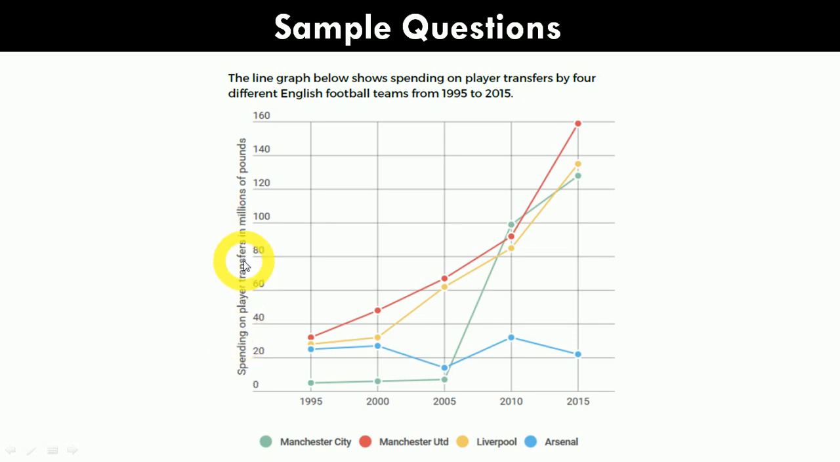That means the money spent for the exchange of different players, and the unit of measurement is millions of pounds. Now in the graph there are 4 lines, and these 4 lines represent 4 different teams: Manchester City, Manchester United, Liverpool and Arsenal. Now our job, as per writing task 1 in IELTS, is to write at least 150 words describing this graph, right? Now to answer writing task 1, there are 2 popular formats, 2 popular structures.